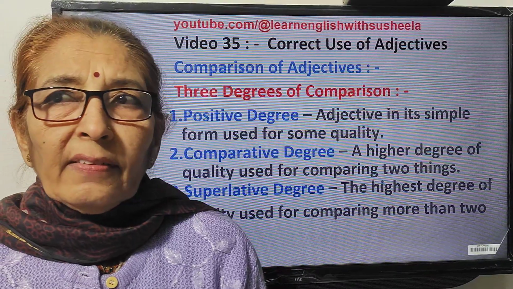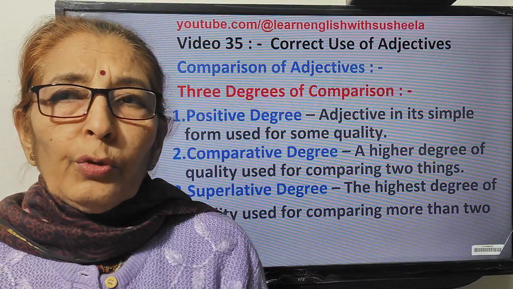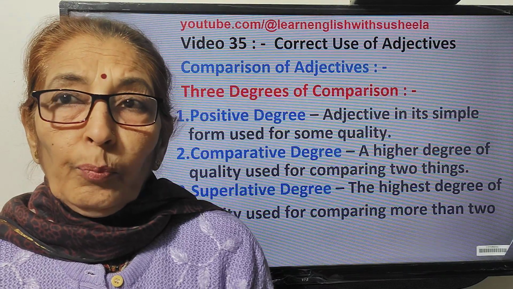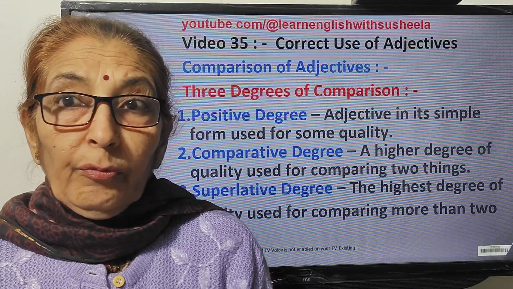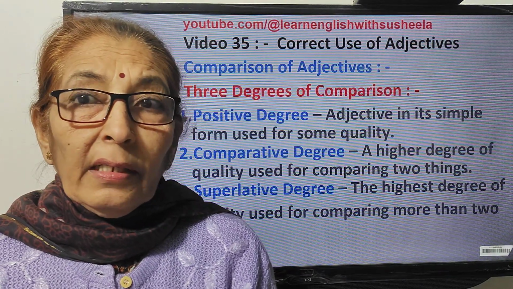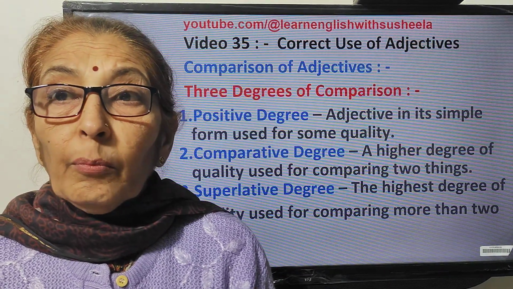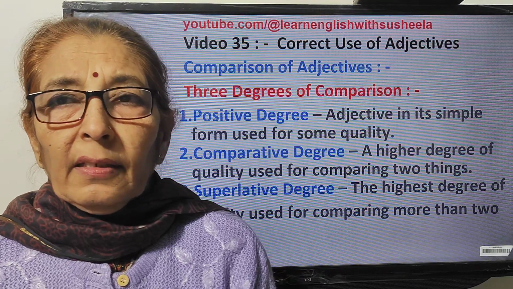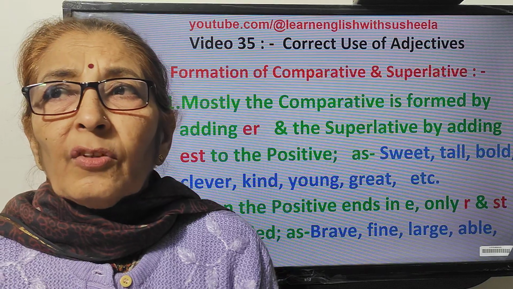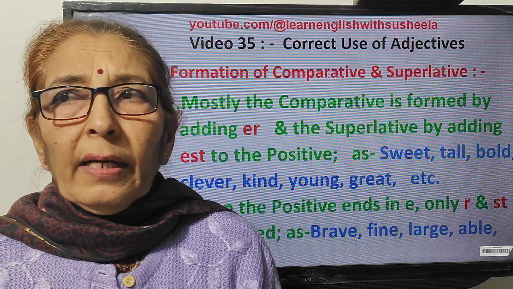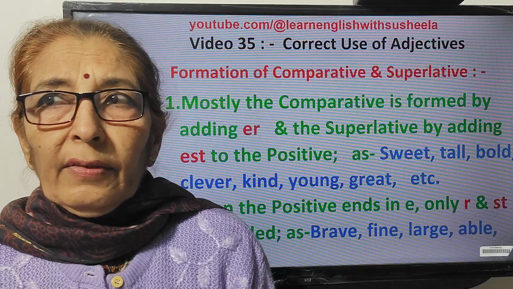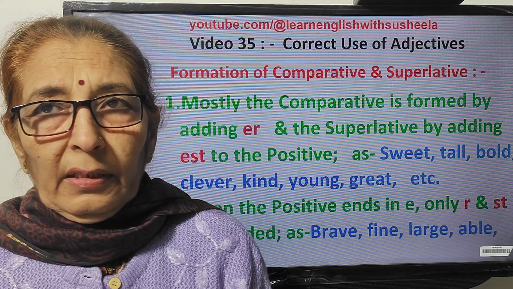And I give you one example which will show you all three degrees. Delhi is a polluted city, so polluted is the positive degree. But if we say Delhi is more polluted than Mumbai, then it's the comparative degree. But if we say Delhi is the most polluted city in India, that will be the superlative degree. Next, formation of comparative and superlative degrees, meaning how we have to make the comparative and superlative from the positive degree.